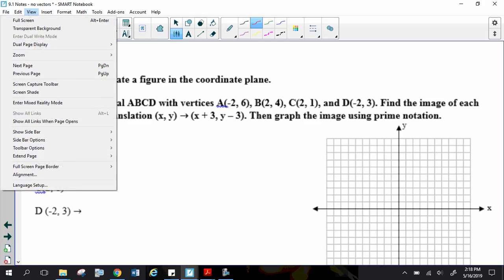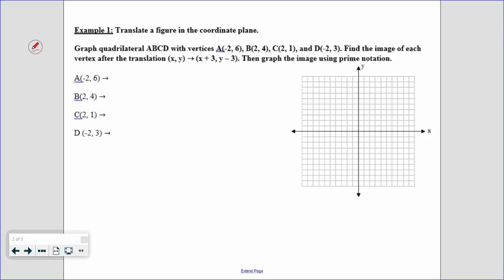So first we need to graph all of the points that are listed there, and then we are going to do our translation. So graph your vertices A, B, C, and D. And again, you can pause the video at any time. So A is (-2, 6). B is (2, 4). C is (2, 1). And D is (-2, 3). Okay, so there's my original figure.